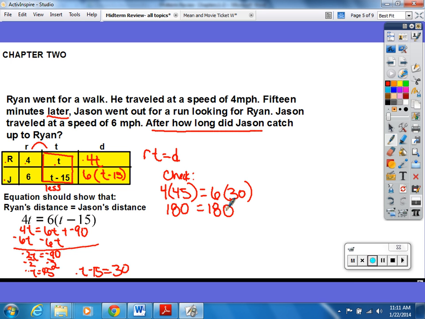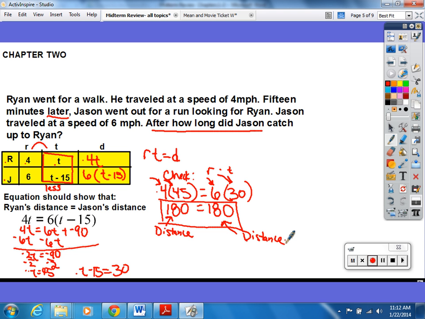Let's remember what this number represents, because sometimes you're going to be asked a little bonus about that. If Ryan's rate is 4 miles per hour for a total of 45 minutes, rate times time gives us distance. Same thing with Jason. He travels at a rate of 6 miles per hour for 30 minutes, and since rate times time equals distance, we know that Jason's distance is 180. Rate times time equals distance.